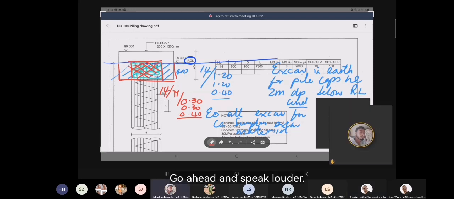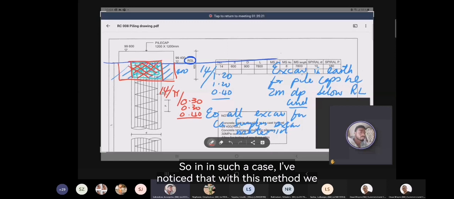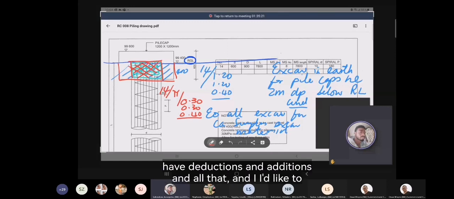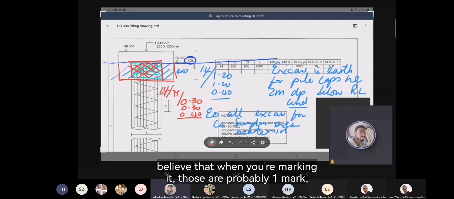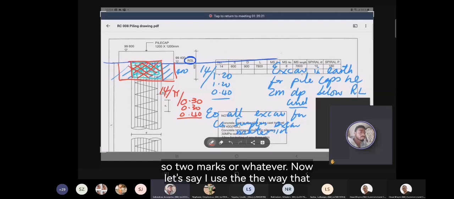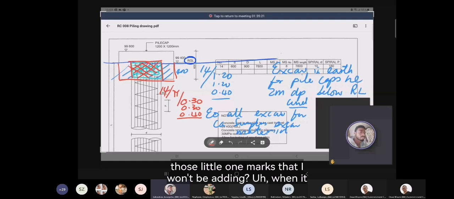Go ahead, Mr. Sikwapa. So in such a case, I've noticed that with this method, we have deductions and additions and all that. And I'd like to believe that when you're marking it, those are probably 1 marks or 2 marks or whatever. Now, let's say I used it the way that I thought it was probably easier for me to perceive. What about those little 1 marks that I won't be adding? When it comes to the total, are you going to grant me those marks? Or since I did not put in that step, I'm not going to get those marks?